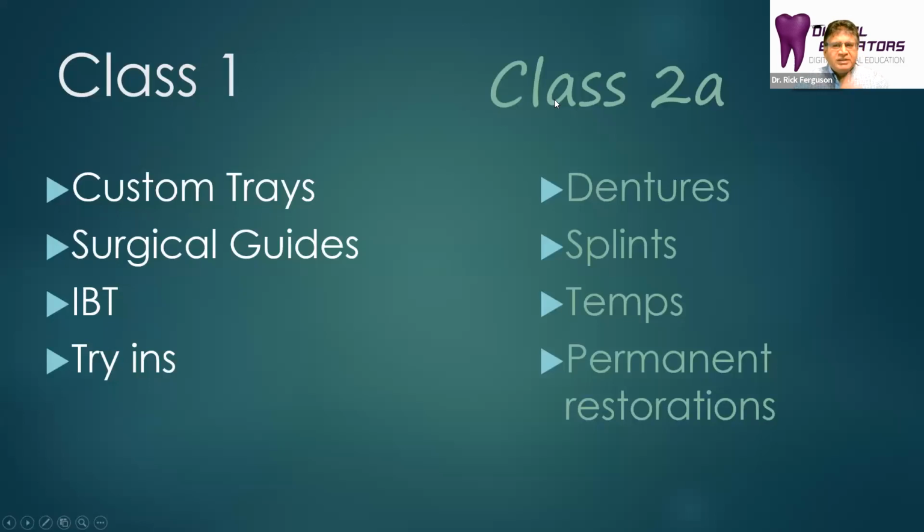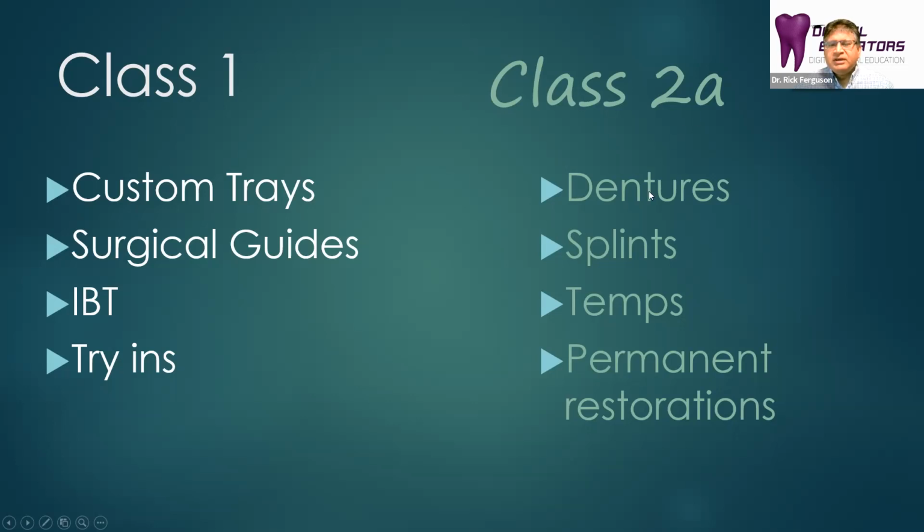And this is basically the FDA classifications of different materials. Class 1 are custom trays. These are things that are going in the mouth, surgical guides, indirect bonding trays, and try-in. There are resins available for all of these things.